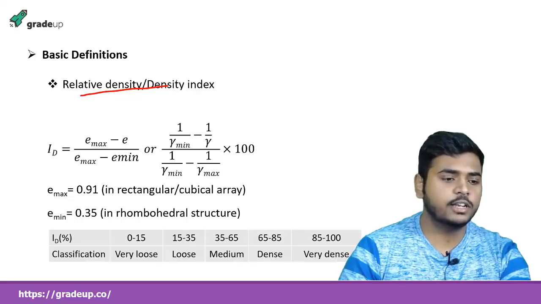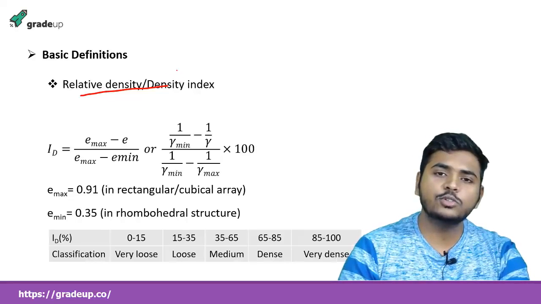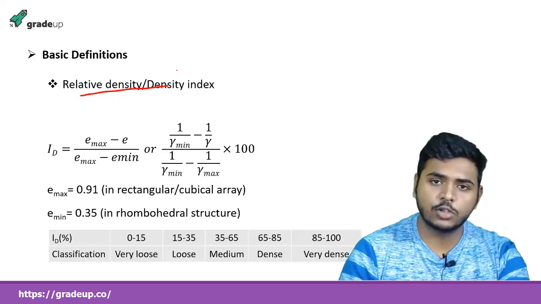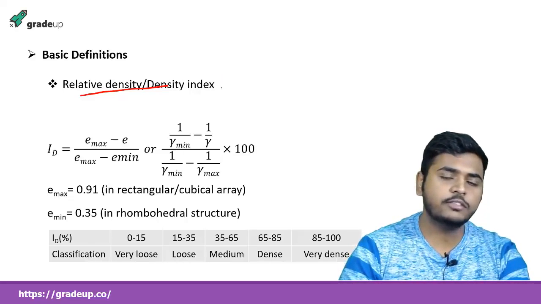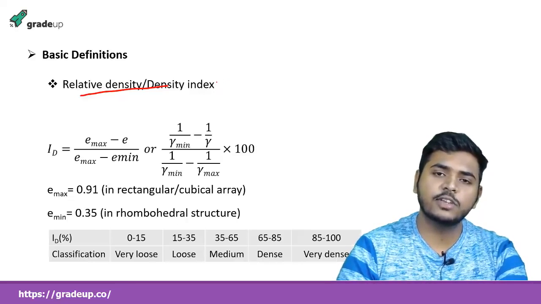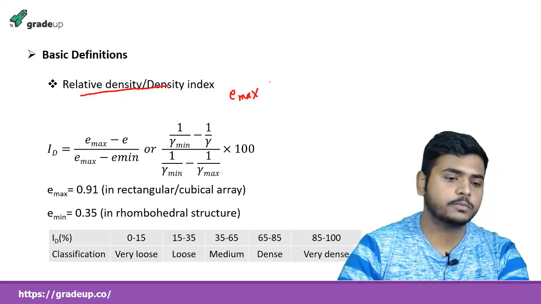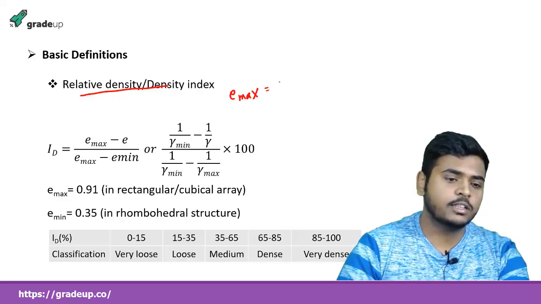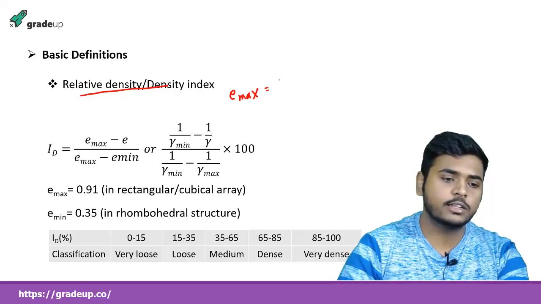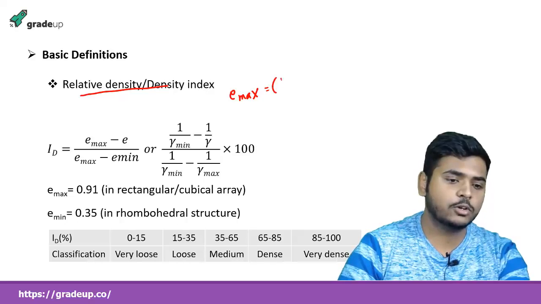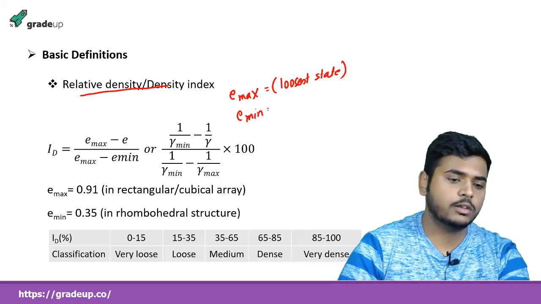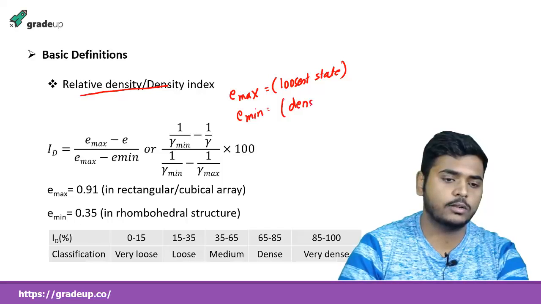Relative density or density index. This is used to denote the degree of packing of the solid in a coarse-grained structure. This is generally defined for coarse-grained structure and not for fine-grained structure, because in fine-grained structure it is very difficult to find the e max value. That is, in the loosened state we are unable to find the void ratio. e max is for the loosest state and e min is for the densest state of soil.